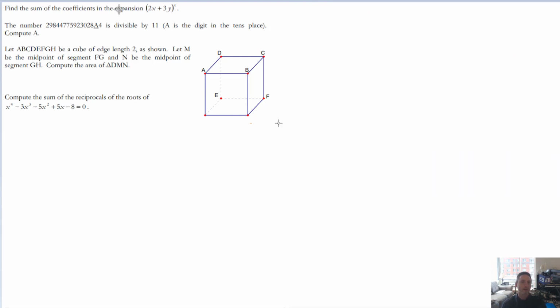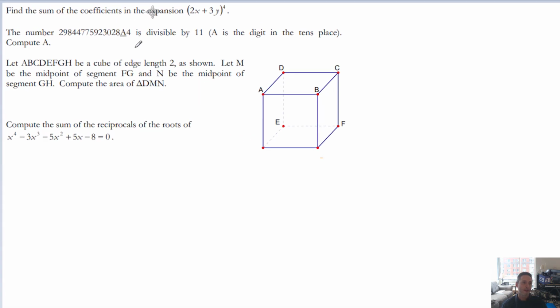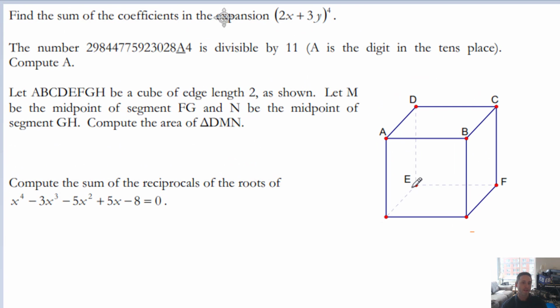Let ABCDEFGH be a cube of side length 2. Let M be the midpoint of FG. Let N be the midpoint of GH. We want to find the area of triangle DMN. Okay, that's not a tough question. But again, I'm not going to do that one right here.